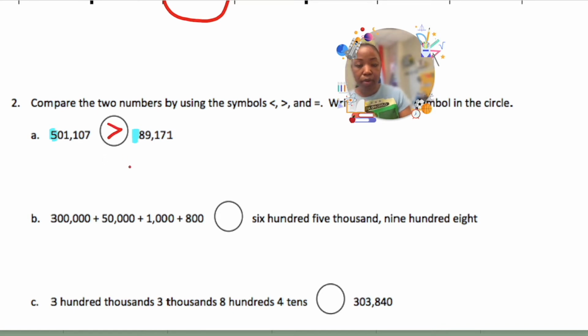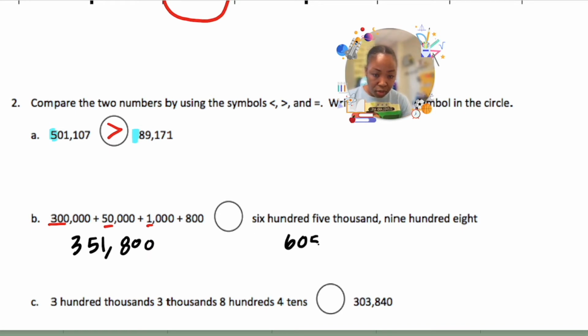For the second number, we have 300,000s and 50,000s and 1,000. That's 351 thousands. And then we also have 800. For here, we have 605,000. That's 605,000. 908. So now when I compare, I have 300,000s compared to 600,000s. 3 is less than 6.